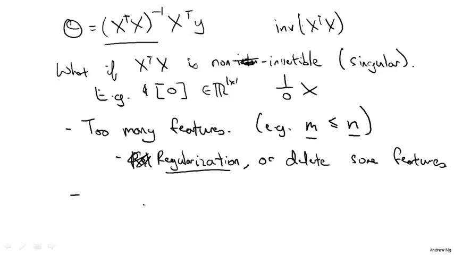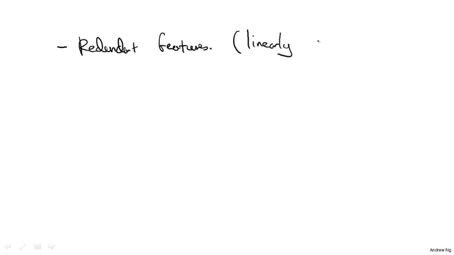So that's one cause, if m is less than or equal to n. A second cause of this being non-invertible is if you have redundant features. And formally, by redundant features, what I mean is if you have linearly dependent features.